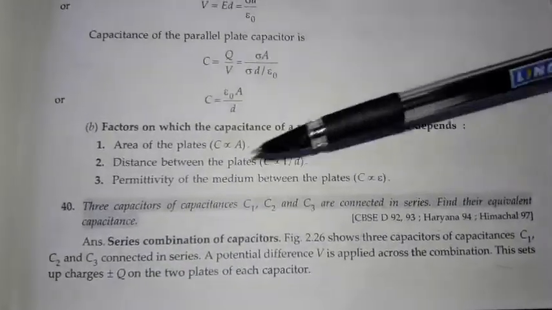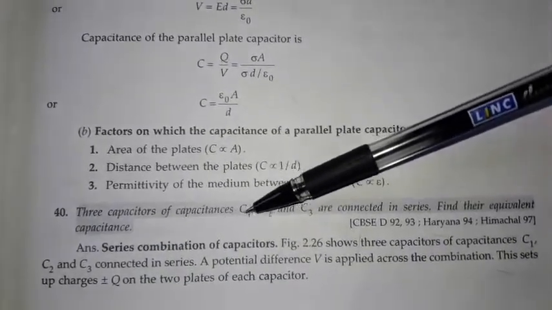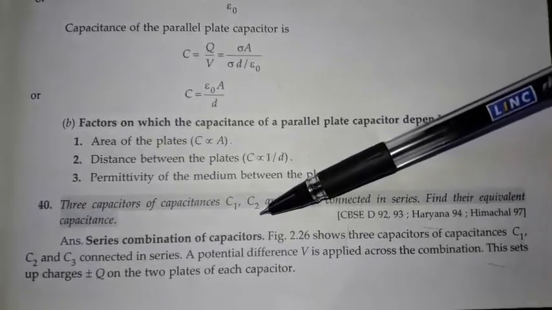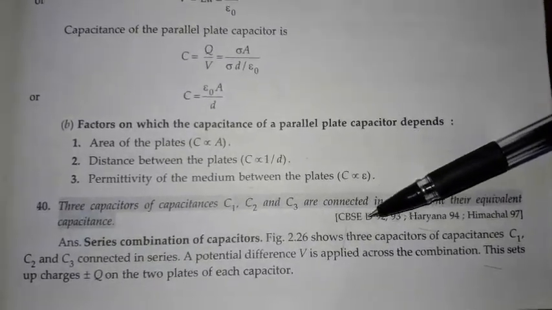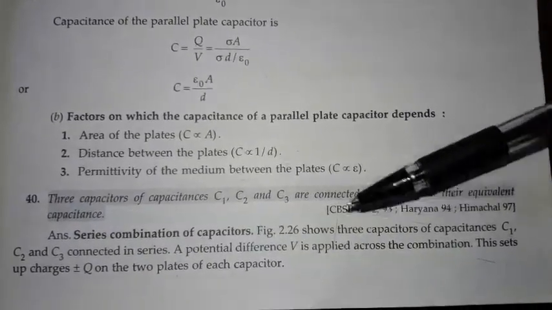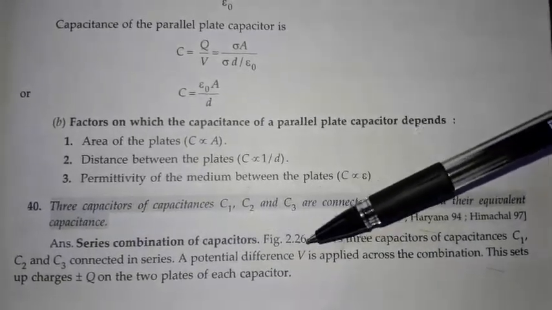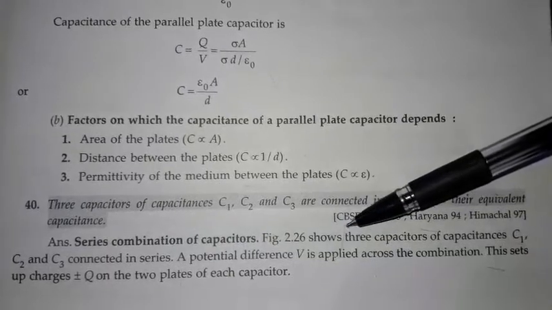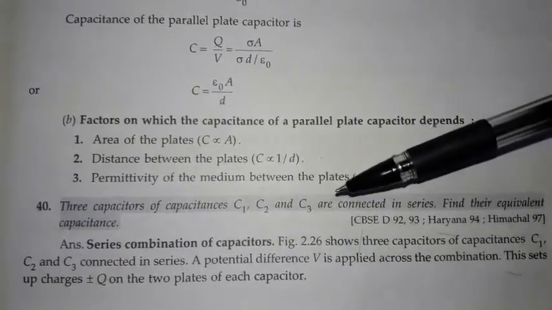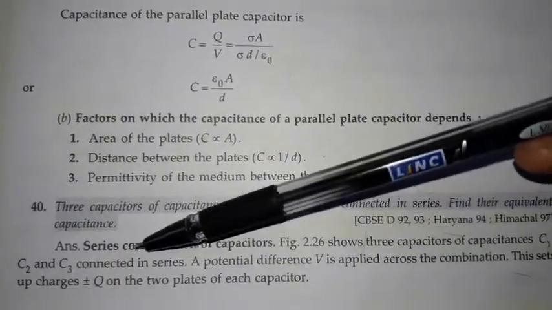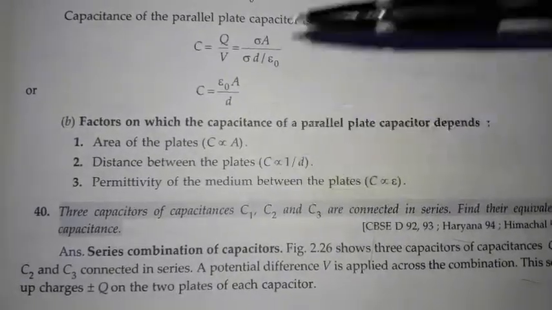Next topic is series combination of capacitors. The figure shows three capacitors of capacitance C1, C2 and C3 connected in series. A potential difference V is applied across the combination. This sets up charge plus minus Q on the two plates of each capacitor.